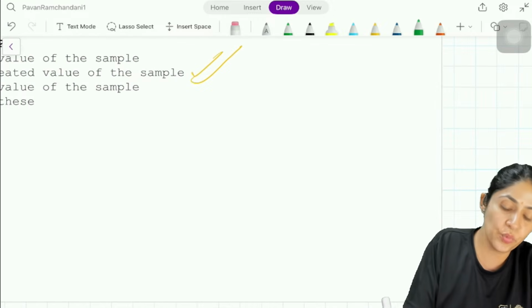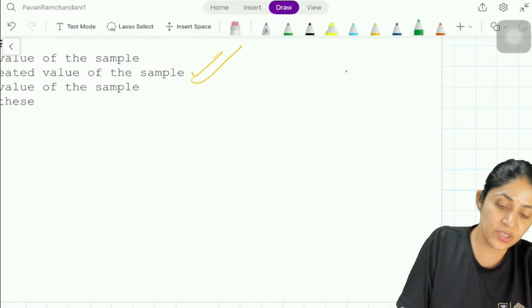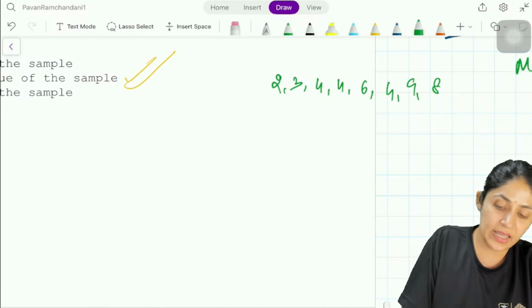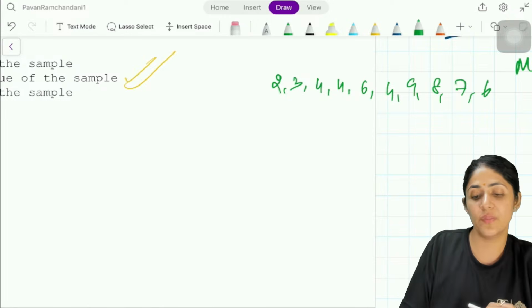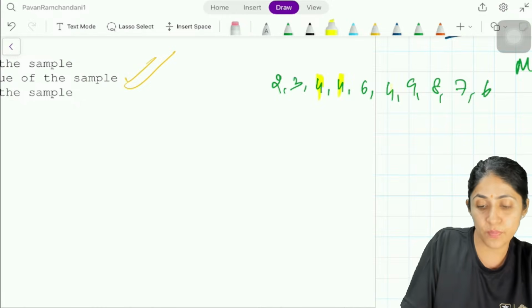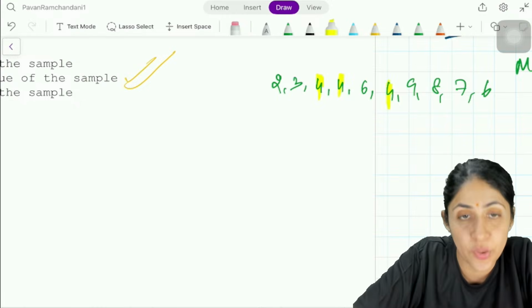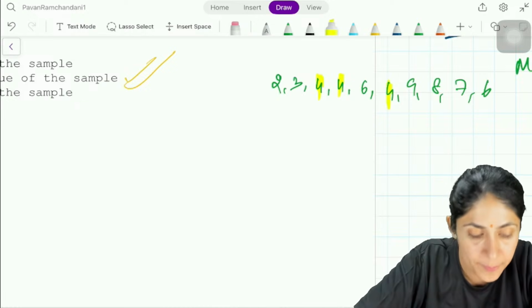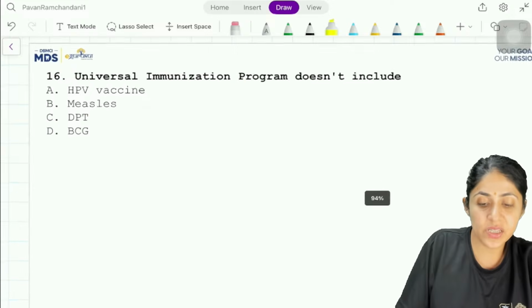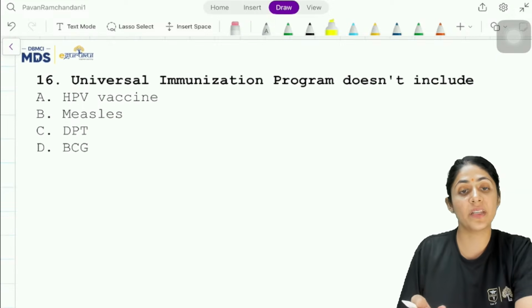For example, you have the values such as 2, 3, 4, 4, 6, 4, 9, 8, 7, 6. What will be your mode? The mode here will be 4. Why? Because this is the most commonly occurring value. This is mode. Okay, coming to the next one, which is universal immunization program does not include.